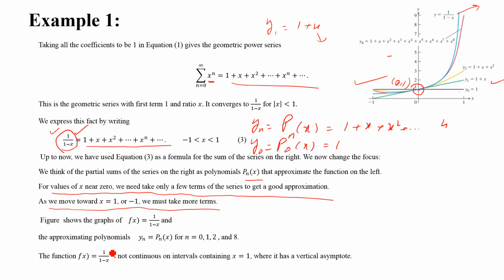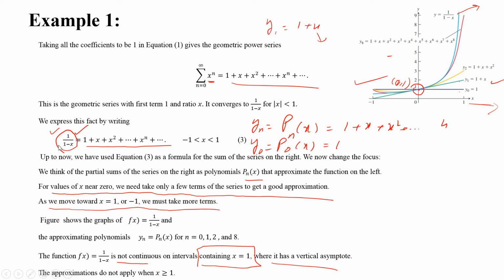So the function f(x) = 1/(1 - x) is not continuous on the interval containing x = 1, where it has a vertical asymptote. So the approximation does not apply for x greater than or equal to 1, that is, on the right side of 1, where the approximation is not good at all; rather, it diverges.